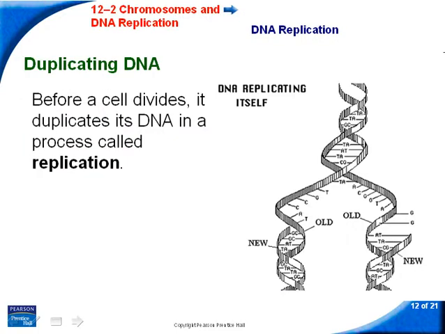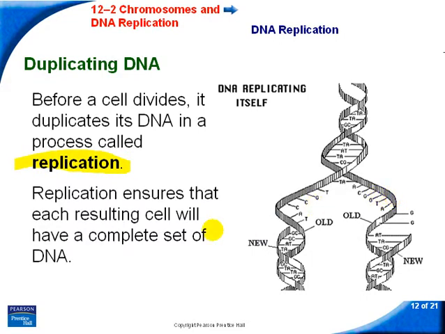We call this process replication, when the DNA copies itself, and that way each cell will have a complete set of DNA, and an accurate set at that. Here you can see one of the old strands, here's another one of the old strands, and then the new strands are formed using the old strands as a template, and this new strand here corresponds to this old strand here. They're the same, they have the same code.